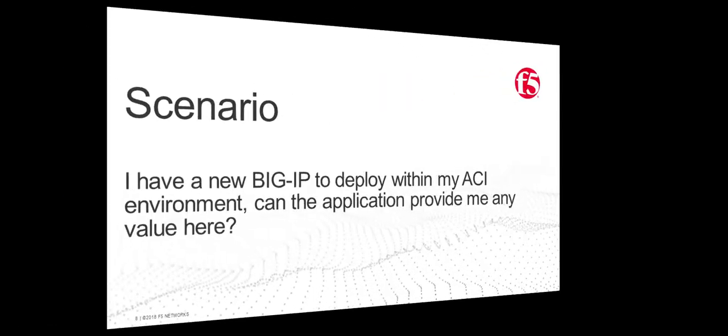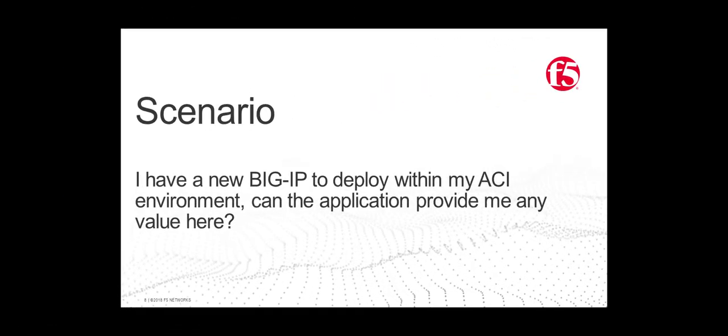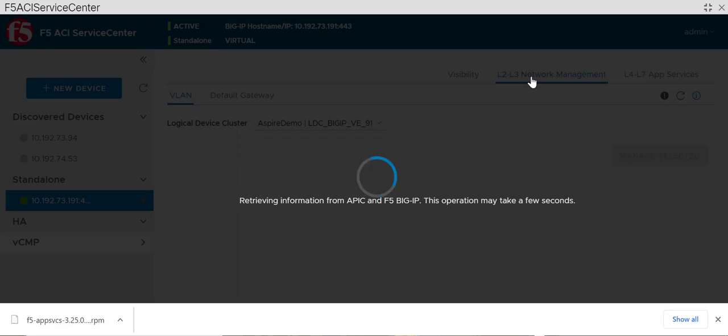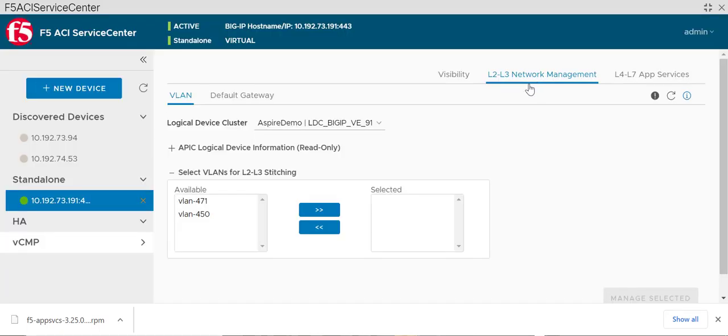Now let's have a look at another scenario where we have a new BIG-IP to deploy within the ACI environment and how the application may be able to provide value there. So this brings us to the L2 to L3 network management use case, or tab, of the application.